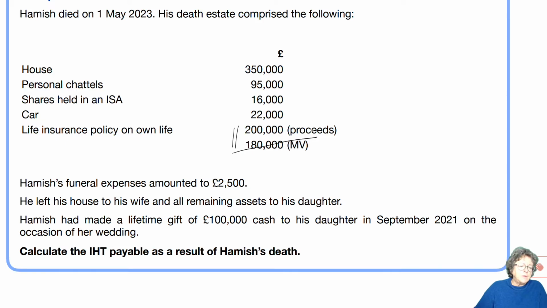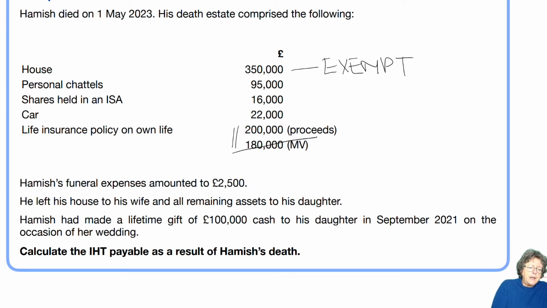Now the house is going to be left to his wife, which makes it exempt. Don't ignore it, don't leave it out, put it in, take it out, because the rules say everything in the estate must go into the pro forma, and then you exempt the assets. So you get marks for that, so be careful that you do.